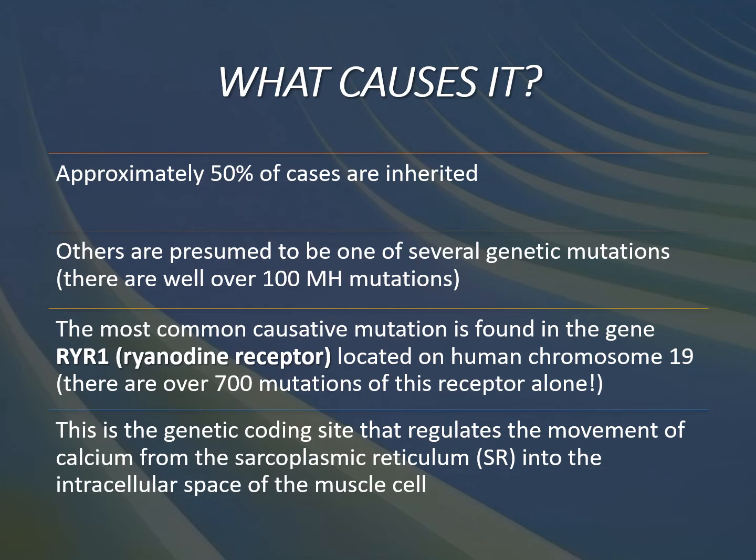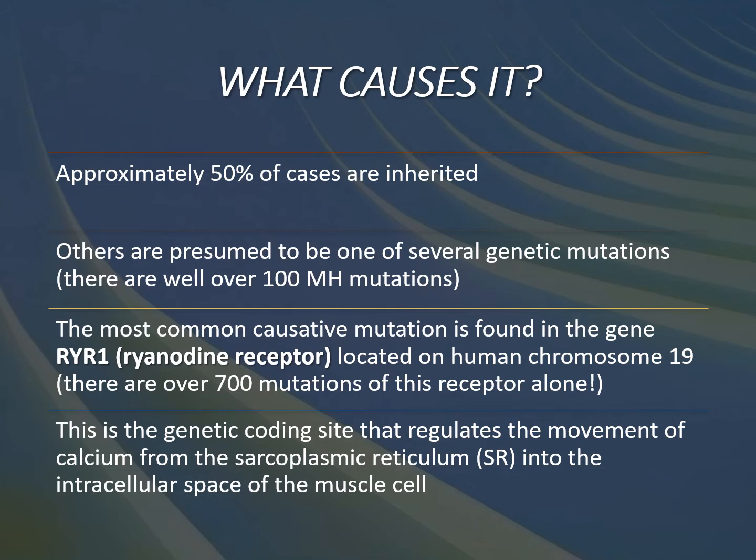There are well over 100 MH mutations, in fact, but they have found that the most causative mutation, the one that causes the most problems, is the ryanodine receptor, or the RYR1 receptor. It's located on human chromosome 19, and this specific receptor has over 700 mutations alone. So that's even more terrifying.